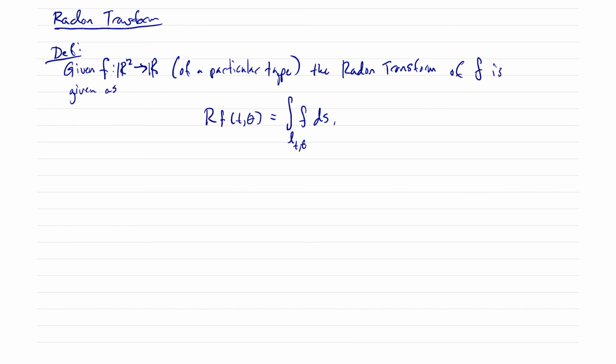Generally speaking, by the way, t is bigger than or equal to 0, and theta is in, say, 0 to pi. I mean, theta could be larger. I guess theta could be anything, but you'll just repeat the same values after a point.